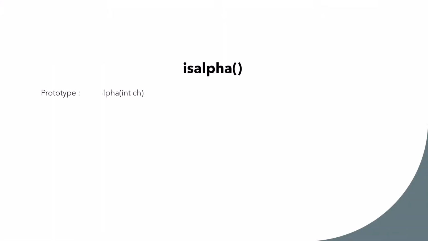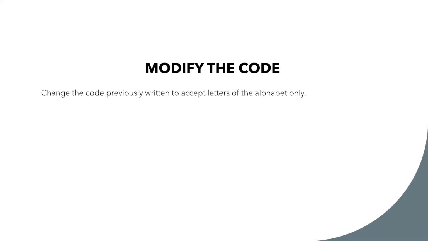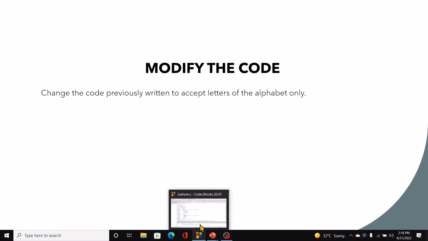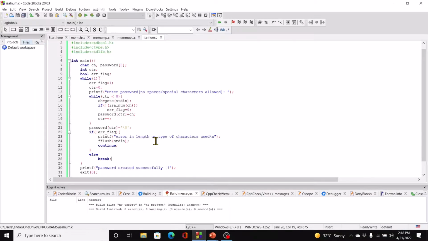isalpha. Prototype, returning an integer, and again taking ch, which is integer type, returns true if ch, or the character, is a letter of the alphabet. Otherwise returns false. Change the code previously written to accept letters of the alphabet only. And so we can go back to the same code, and instead of using isalnum, we can use isalpha.